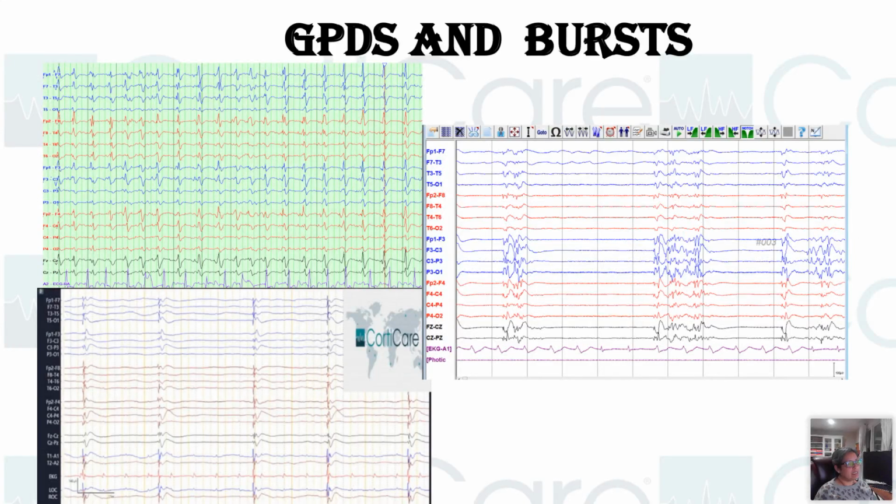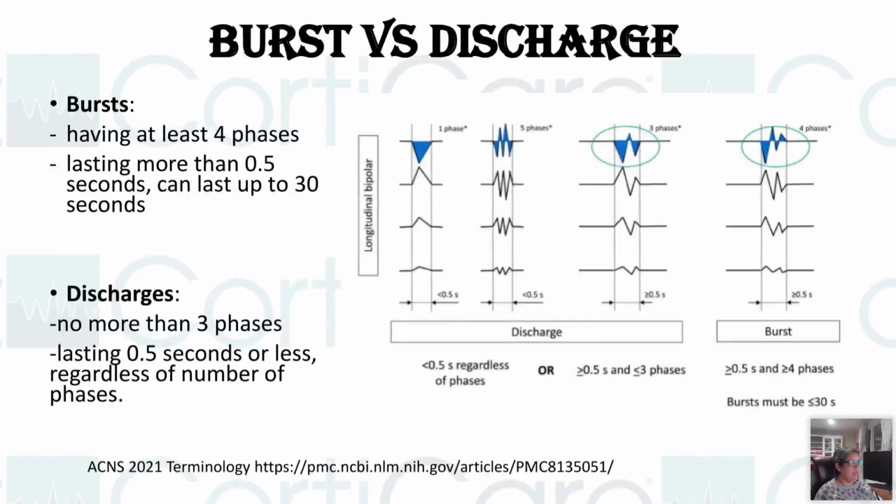However, on this right side, the single image standing here, this is burst suppression. So you have bursts. A burst has to be longer than half a second. That's the key number here. Longer than half a second, the pattern will be categorized as a burst. And this qualifies for that. Of course, we have these GPDs in the last second of the image.